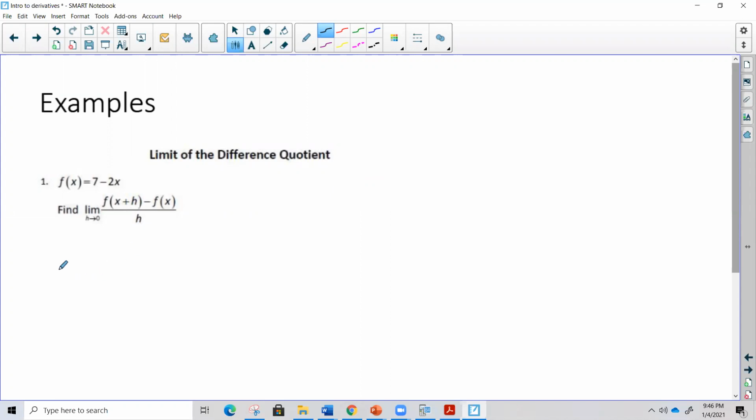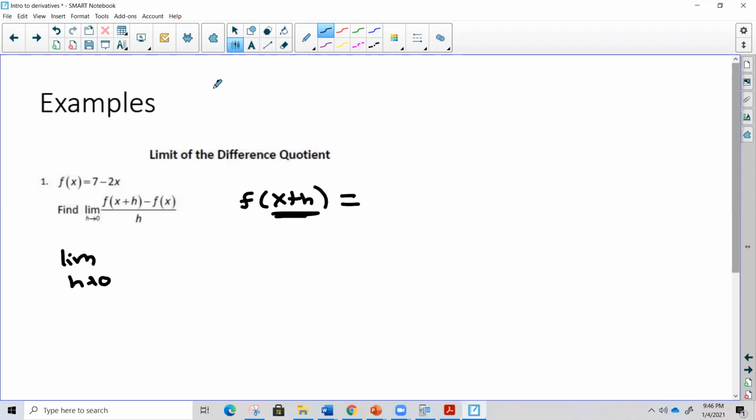And how you use this definition is you're going to find the limit as h approaches 0. And then you want f of x plus h. Okay, so what f of x plus h means is I'm plugging this value, x plus h, in for every x you see in my function.